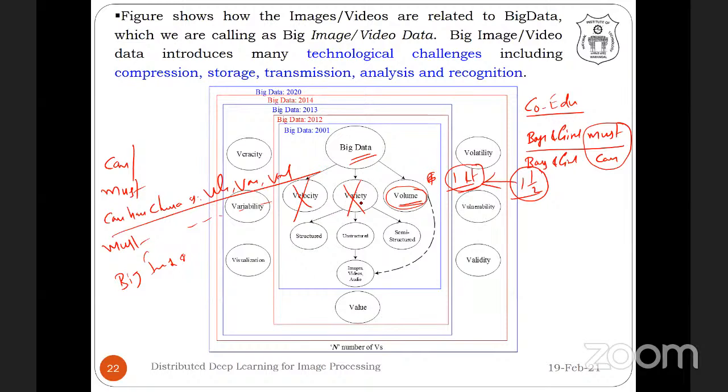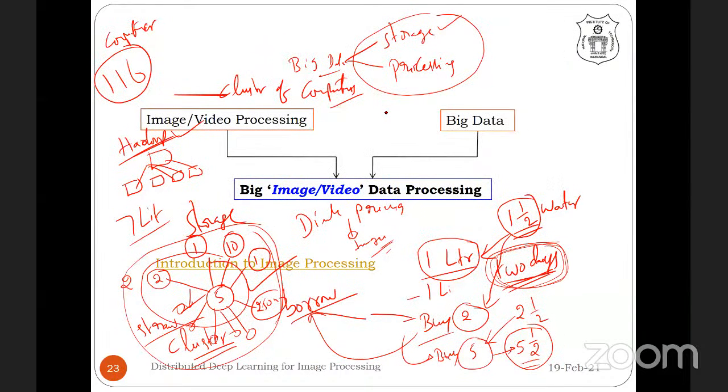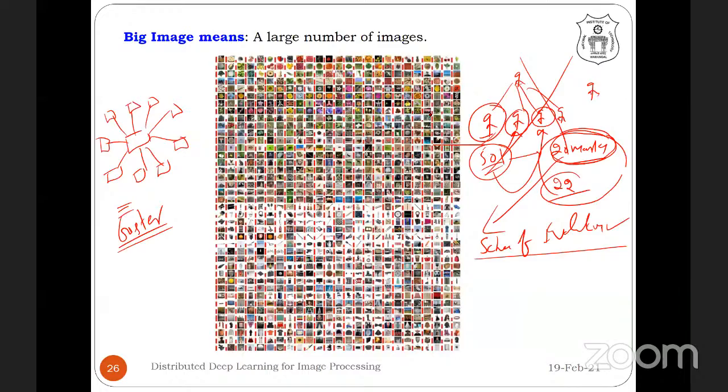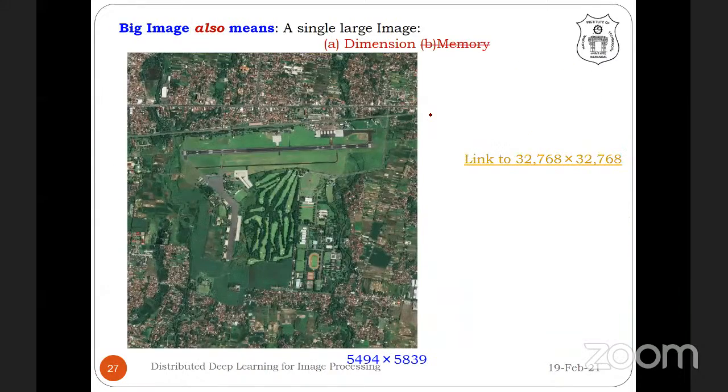Then generally when you go to the variety component, people say that you can have structured data, unstructured data, and semi-structured data. Structured data means your database tables. And even in our processing, we never worked with any database tables. We only worked with images and videos. So that's why I had drawn this diagram to show the relationship between image processing and big data. So this is the diagram in which image processing and big data are combined. These are the different scenarios that you can consider.